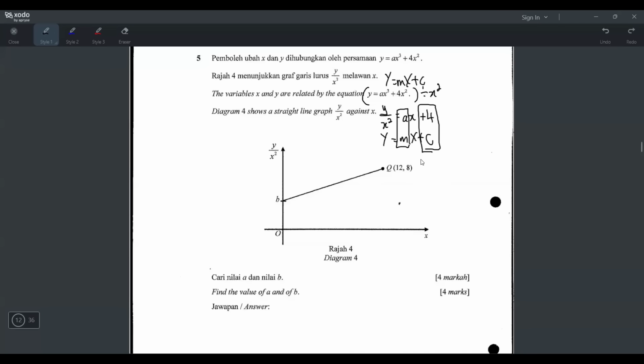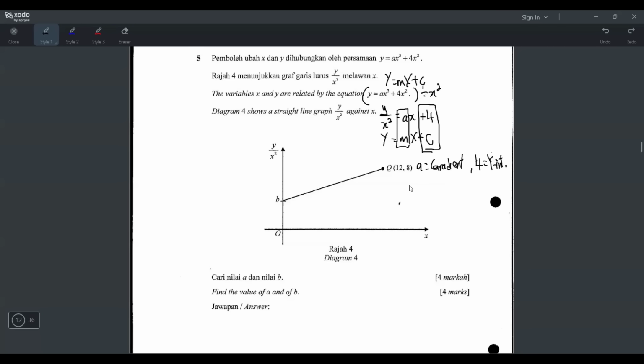So from the equation, your A is the gradient from the equation. And then from the equation, your C is 4, which is the y-intercept, right? So I'll just write 4 equals the y-intercept. But for the y, I have to use a capital letter, because your y-axis is not actually y anymore. It's like y over x squared. So I will have to use the capital letter.